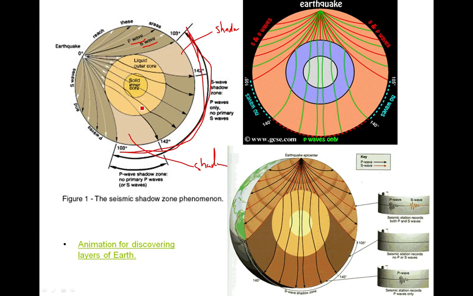Okay? By how big those shadow zones are, we knew how big the liquid outer core was. So we knew that there was a liquid outer core because the S waves didn't make it through. So we knew there was liquid in the Earth. We knew how big that liquid part was because of how big this shadow zone was. We knew that there was a solid inner core because of how big this P and S wave shadow zone was, this area where you can't find any.